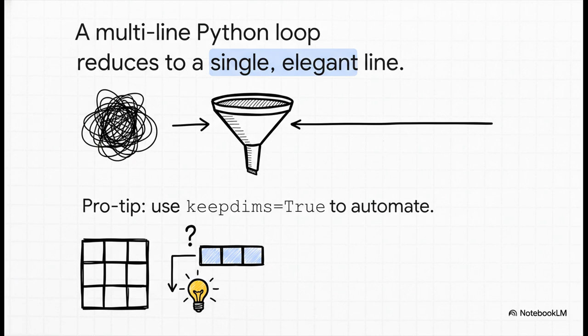And hey, here's a little pro tip for you. Using the keepdims=True argument when you calculate the mean is a fantastic shortcut. It tells NumPy to hang on to that second dimension, so it automatically gives you a (4, 1) shape instead of a (4,). It just streamlines the whole thing.